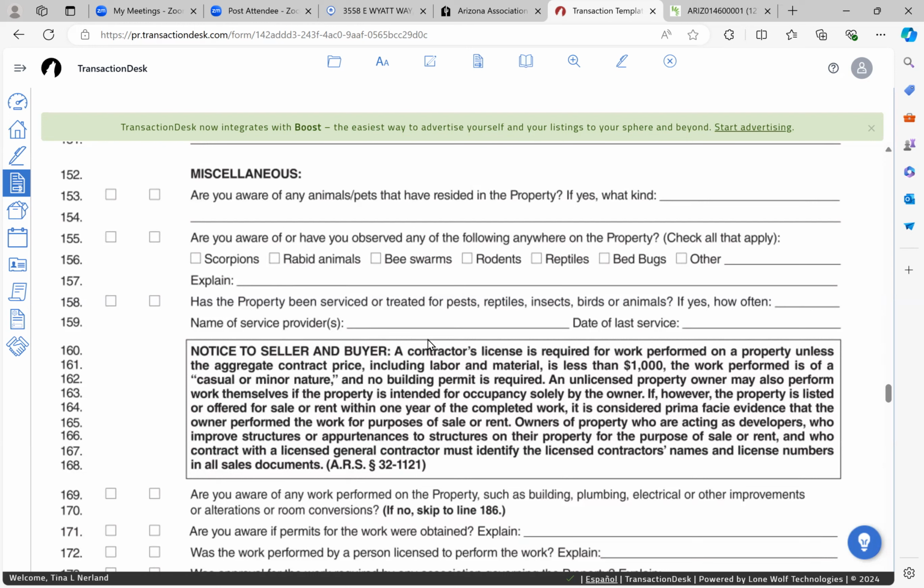If, however, the property is listed or offered for sale or rent within 1 year of the completed work, it is considered prima facie evidence that the owner performed the work for purposes of sale or rent. Owners of property who are acting as developers who improve structures or appurtenances to structures to their property for the purposes for sale or rent, and who contract with a licensed general contractor must identify the licensed contractor's name and license numbers in all sales documents.